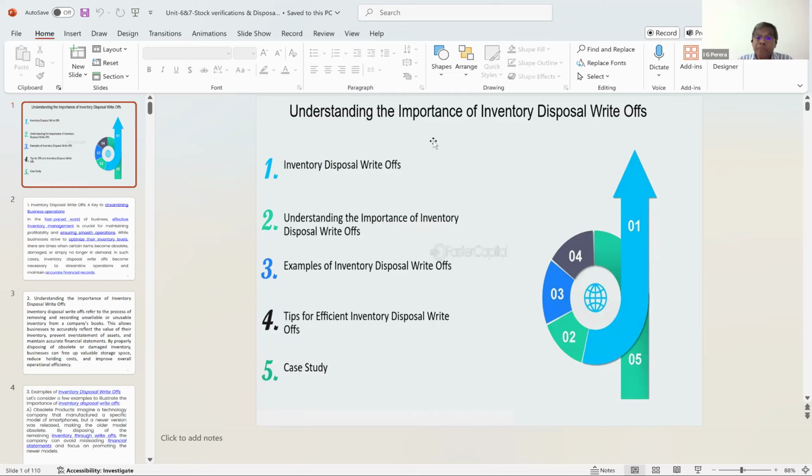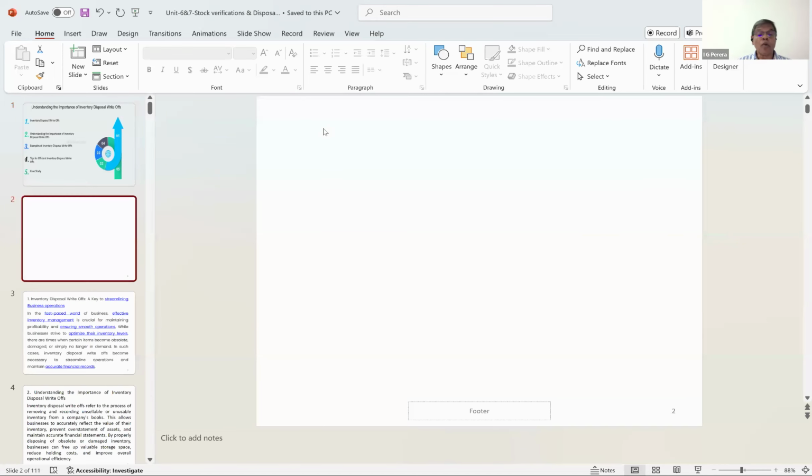So, understanding the importance of inventory disposal write-offs, the mechanism that you are disposing is a separate thing. But what happens when you dispose? Now you can see the example we took, how you will be calculating the operating profit of the organization.